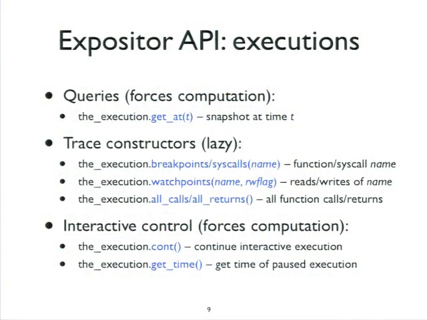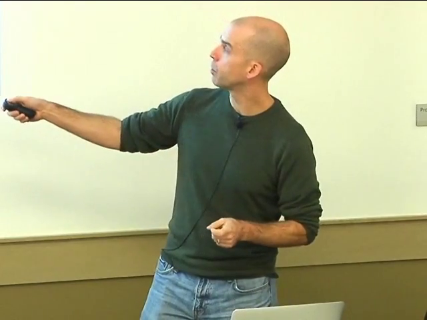Okay, so let me tell you more about the execution class's methods. They're all listed on this slide. We've just seen the breakpoints call. There is also a call for system calls, for checking read events or read calls or write calls or socket calls or things like that.